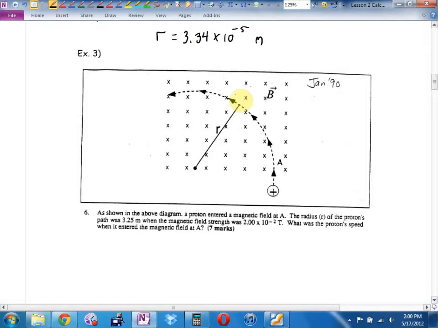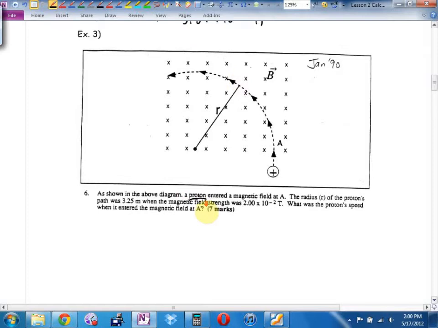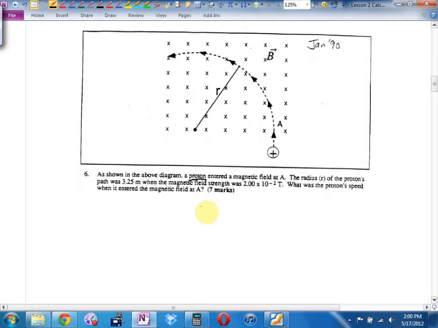As shown in the above diagram, a proton, let's underline the word proton. That's probably fairly important. Entered a magnetic field at location A. The radius was 3.25 meters when the magnetic field strength was that big. What's the proton's speed? What path is this proton tracing out, Carissa?